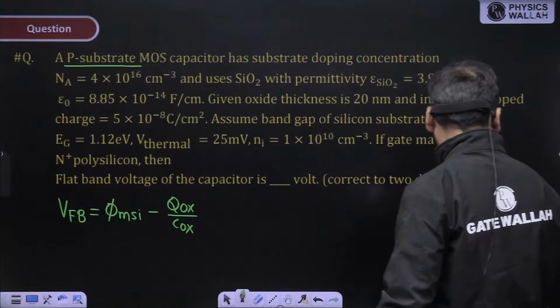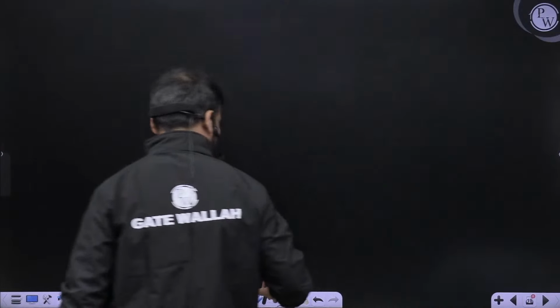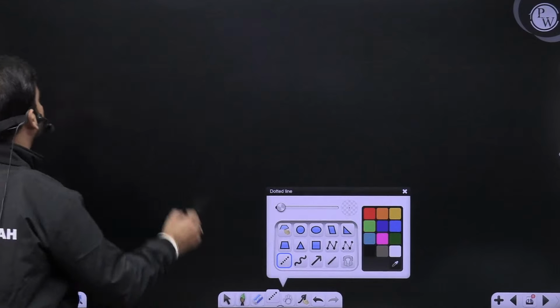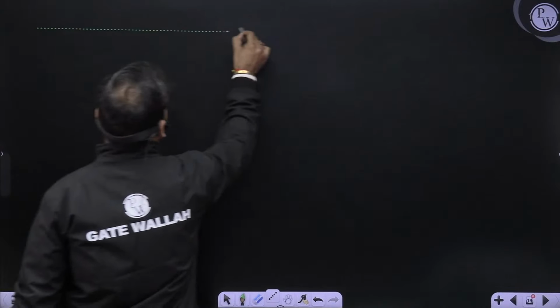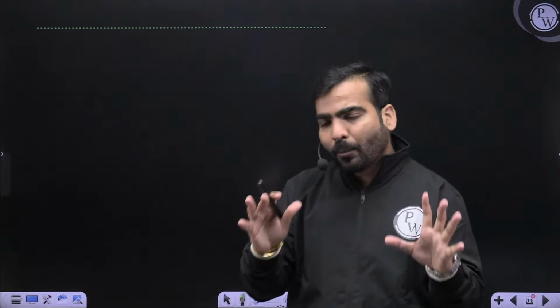We have to calculate the work function difference, but the point is our gate material is not metal. Now it is a semiconductor, N plus polysilicon. What is the meaning of N plus? By default, whatever doping is given for the gate material, suppose like N plus or P plus, and no other doping is mentioned, what will you consider by default? N plus means degenerately doped N type.